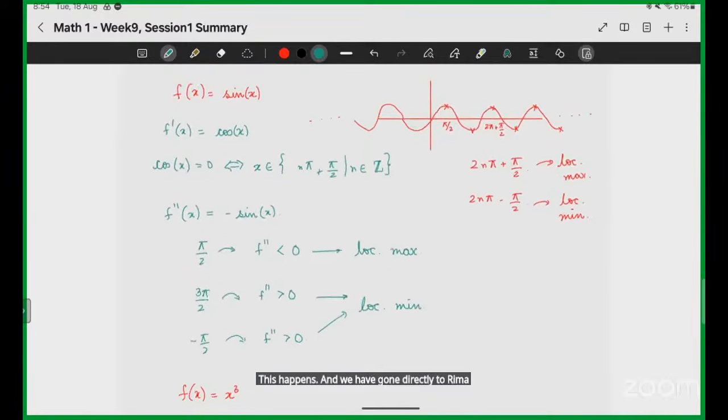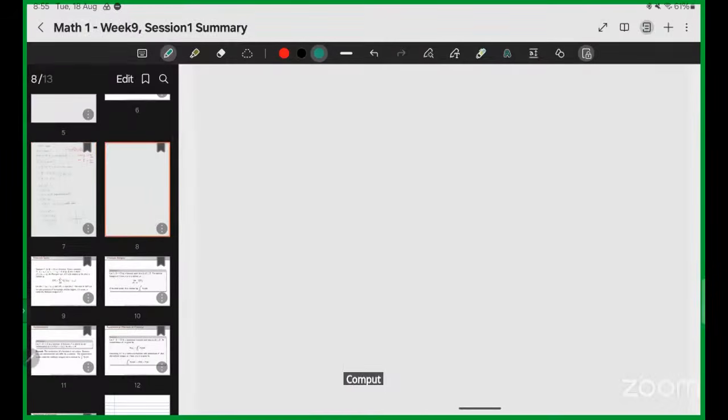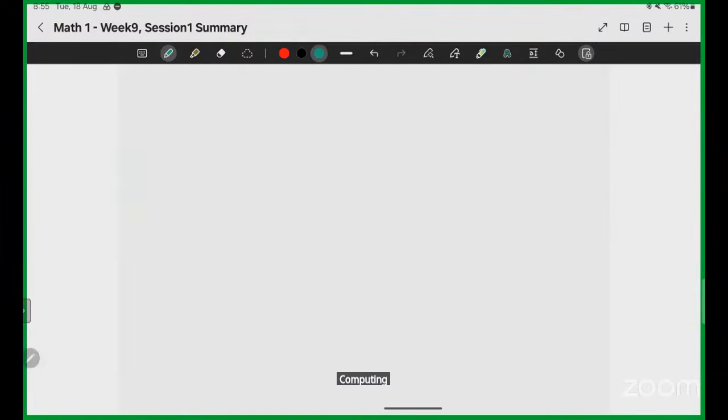There is one more important class of problems. I'll just write it down over here in another page. Computing global minima and maxima.